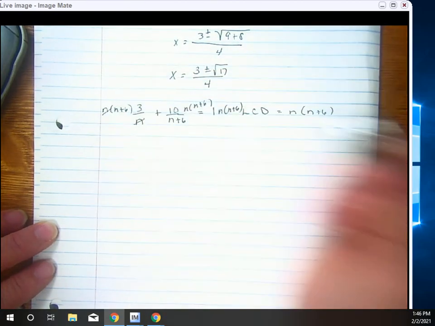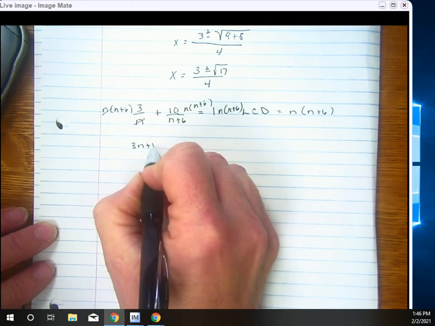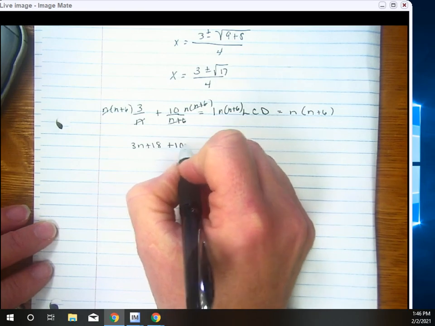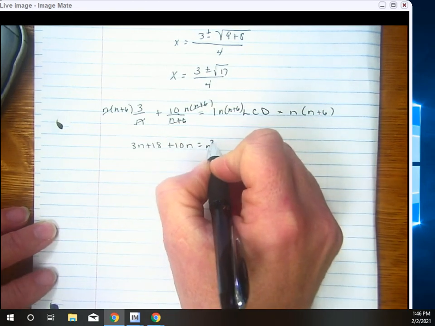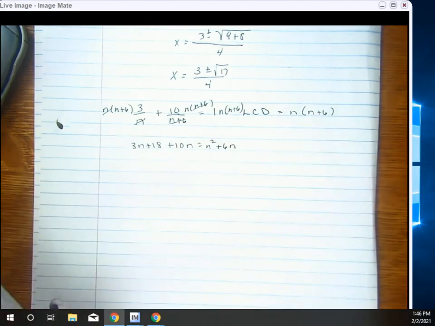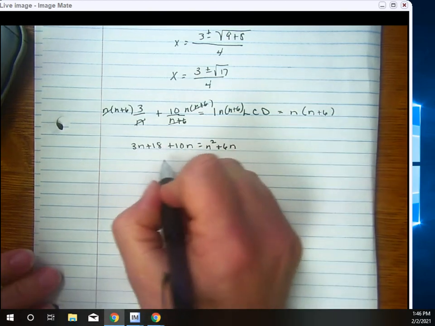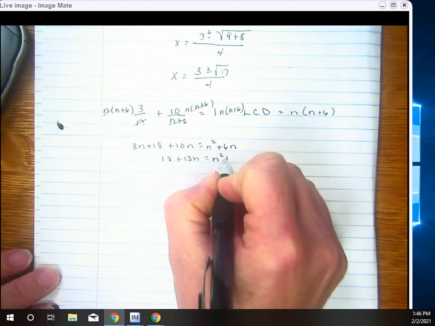The n's divide out, distribute 3n plus 18. The n plus 6's divide out, leaving 10n. And I'm going to go ahead and distribute this n squared plus 6n. Now we're just solving, so what do we do? Combine like terms. 18 plus 13n equals n squared plus 6n.